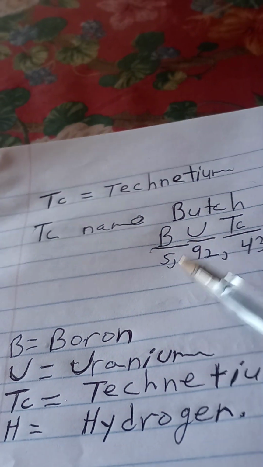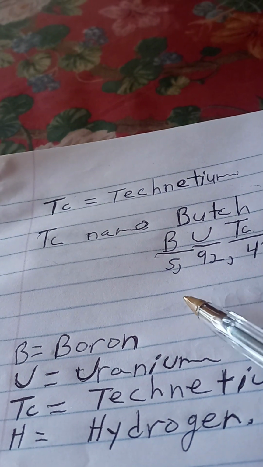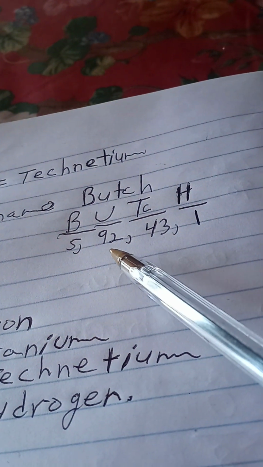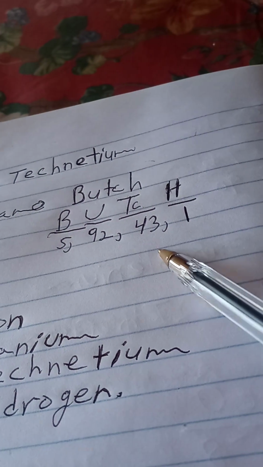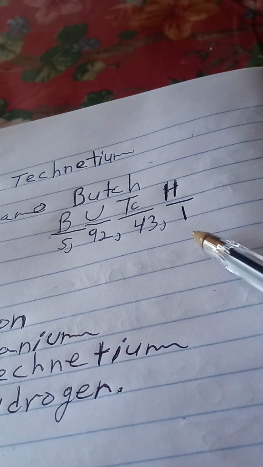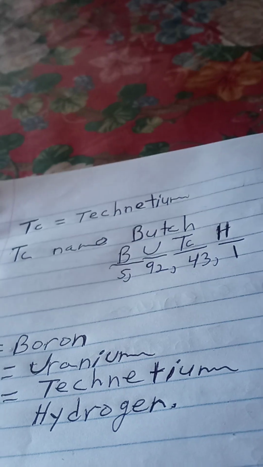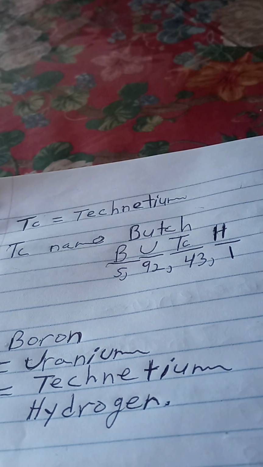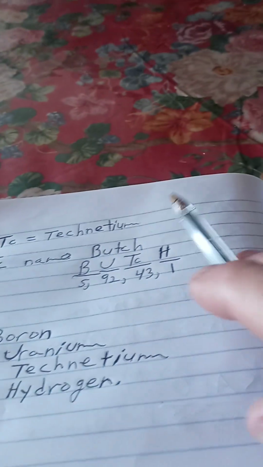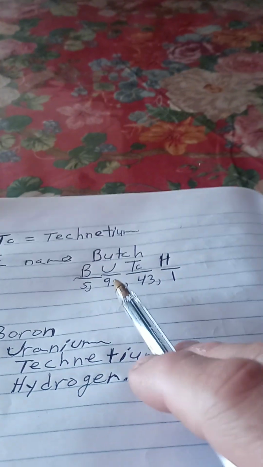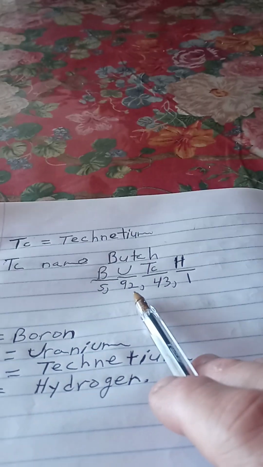But if you want to advance more into memorizing atomic numbers, then boron has the atomic number of 5. Uranium has an atomic number of 92. Technetium has the atomic number of 43. And hydrogen has the atomic number of 1. The atomic number is the amount of protons of an atom. It is the positively charged particle of the atom, and how many in quantity that you see in the atom. Capital U for uranium has 92 protons in its atom.